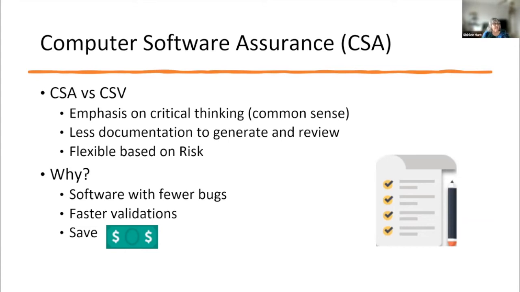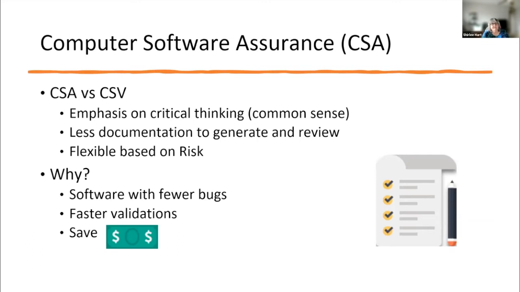And what it will allow you to do is actually produce software with fewer bugs, because you're testing it more. You're doing it more like I used to do when I was doing software development. I was a QA manager for a LIMS vendor, and we used to just let people loose testing the different modules to see how we could break it.